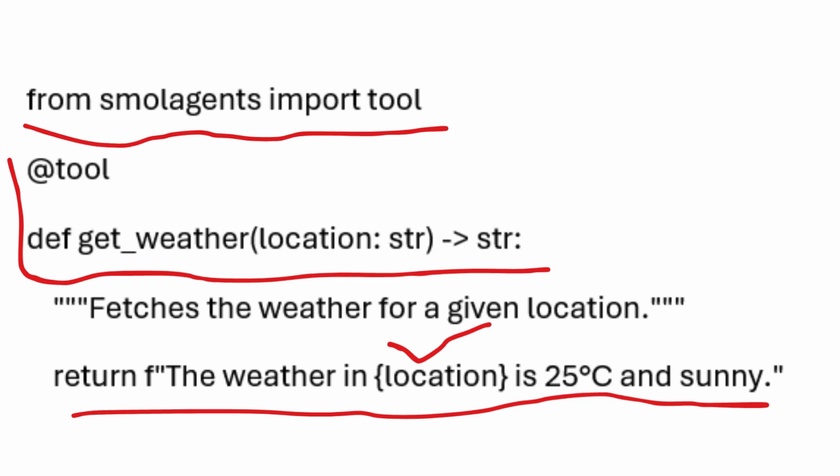So, let's imagine you have an AI assistant built with Smolagents, and a user asks, "Hey, what's the weather like in Paris?" Here's what happens behind the scenes. The AI agent recognizes that it needs weather data. It calls our get_weather function, passing Paris as the location. The function returns the response: The weather in Paris is 25 degrees Celsius and sunny. The AI then sends this response back to the user. From the user's perspective, it feels like they're talking to a smart AI that knows the weather, when in reality, it's just calling our tool function.